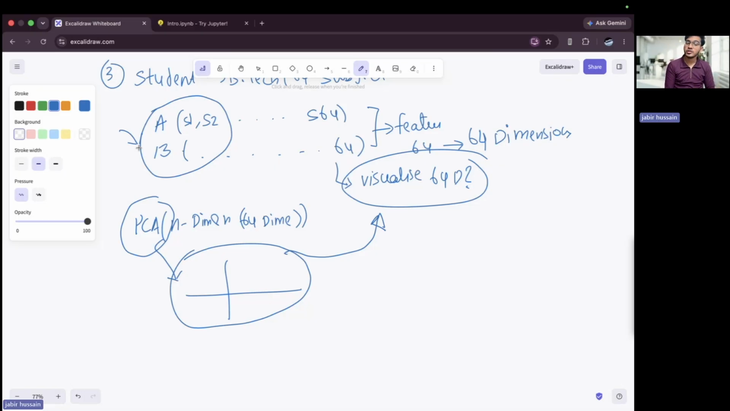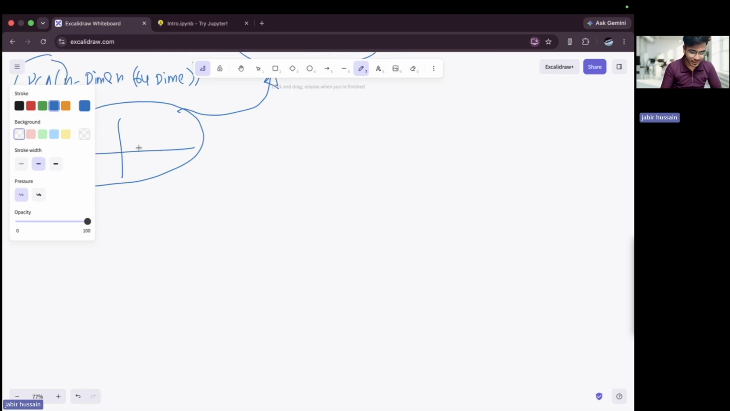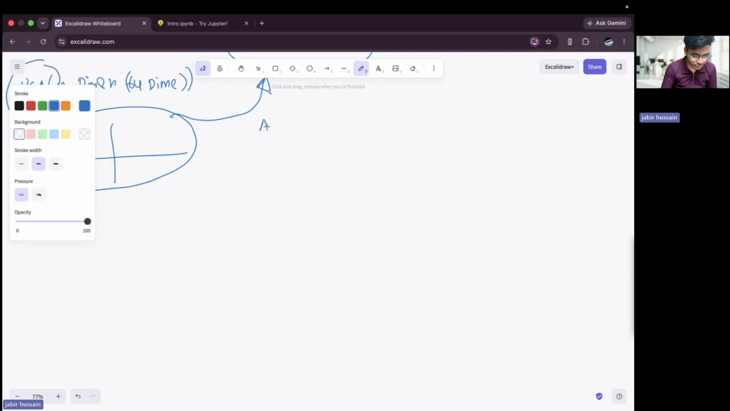Now, how do we use it? What is the procedure of using it? I'll tell you now. This is the algorithm. I think you should make notes from here. So the implementation of PCA is that the first and foremost thing is to calculate the center. So how do we calculate the center?